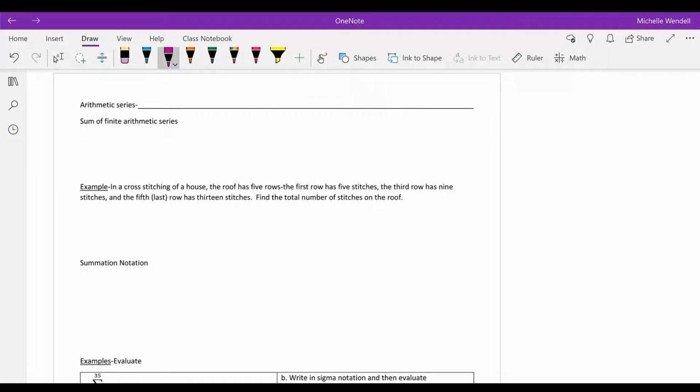In this video, we are going to talk about an arithmetic series. An arithmetic series is a sum of terms of an arithmetic sequence. There's a formula to find the sum of terms of this arithmetic series, which is S sub n equals n over 2 times a sub 1 plus a sub n.